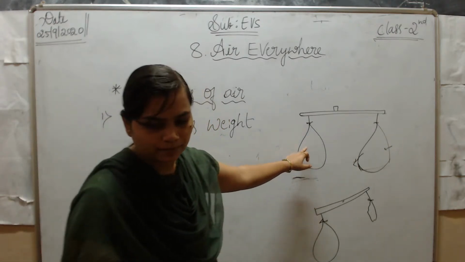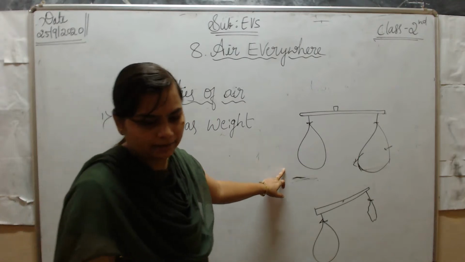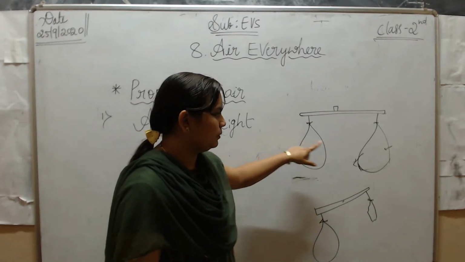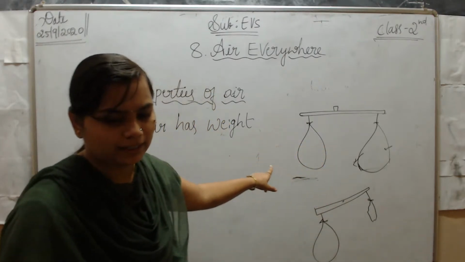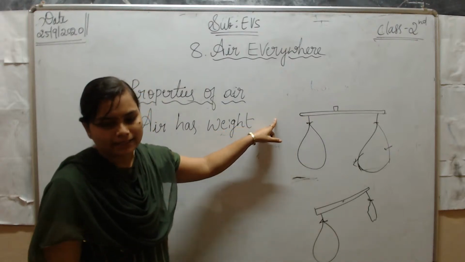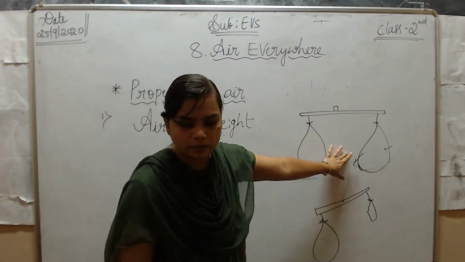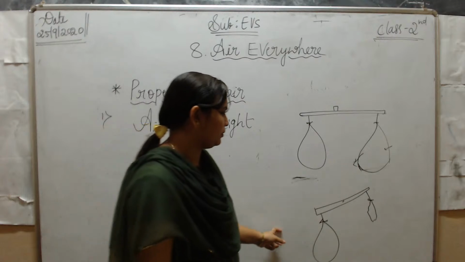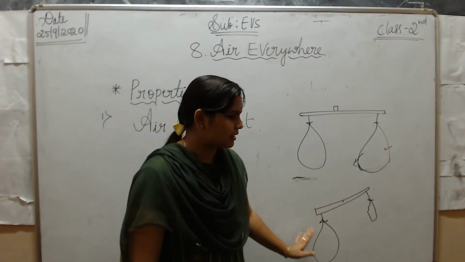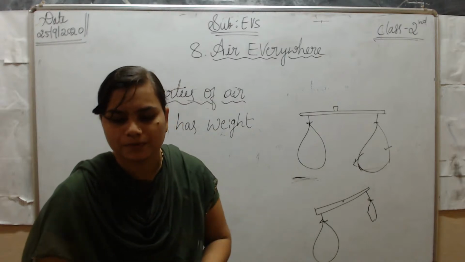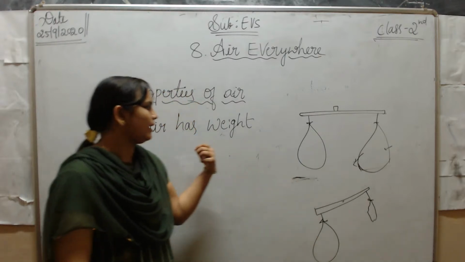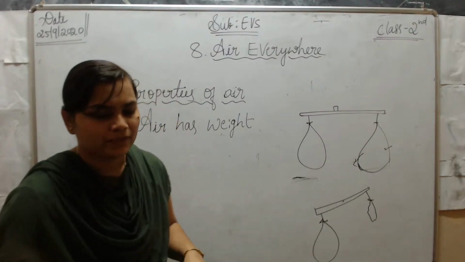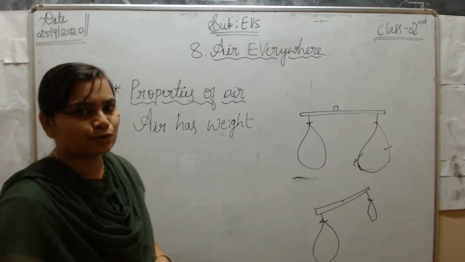Fill two balloons with air and tie them on a hanger. Remove air from one balloon. The other balloon drops down. Whichever is heavier will drop down. This shows that air has weight. This is our first property of air: air has weight. Have you understood, students?